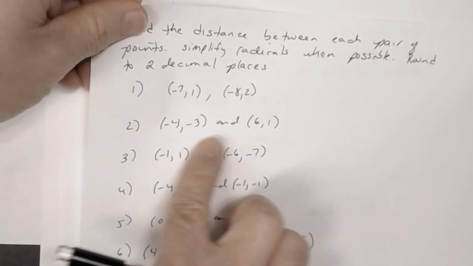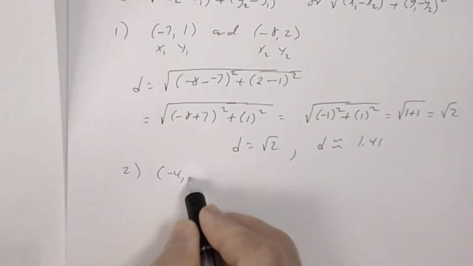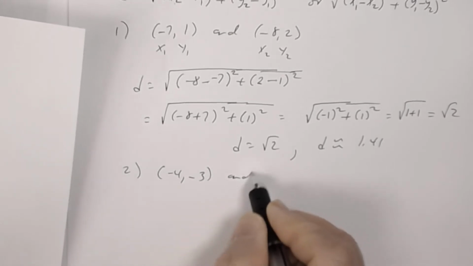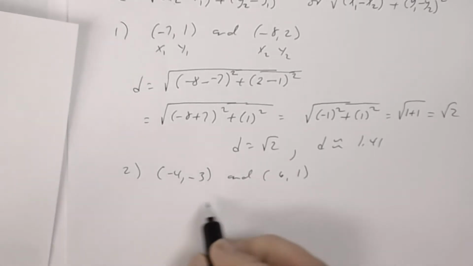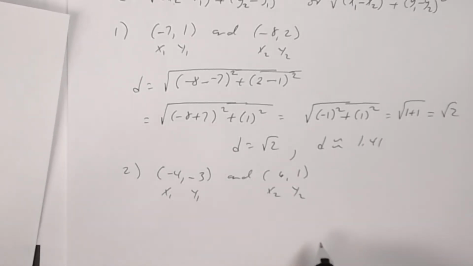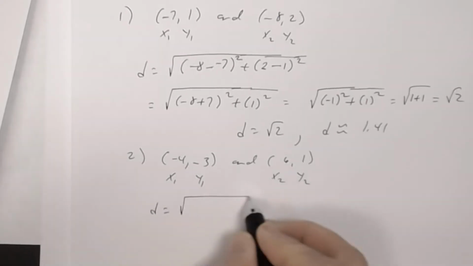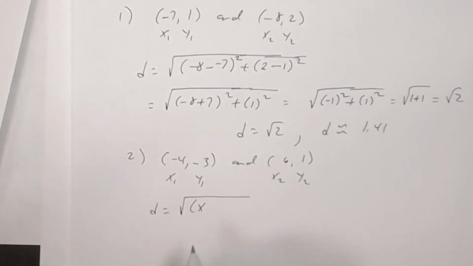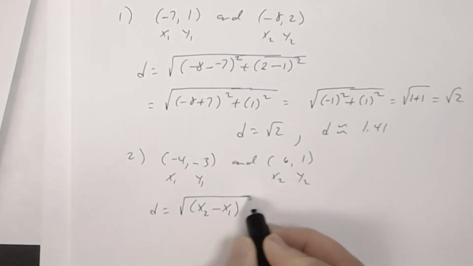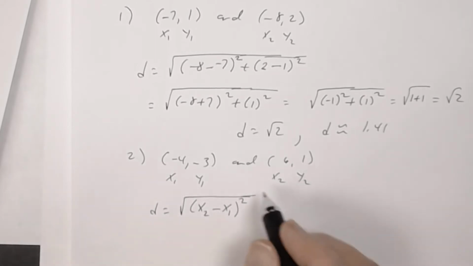All right, number 2, we have these 2 points. So we have -4, -3, and the other point is 6, 1. So label x1, y1, x2, y2. And then you just plug into your formula. So distance equals the square root of, and remember, always say this, I'm going to subtract the x coordinates from each other, whatever that is, I square it. The order in which you subtract does not matter because you're squaring it.